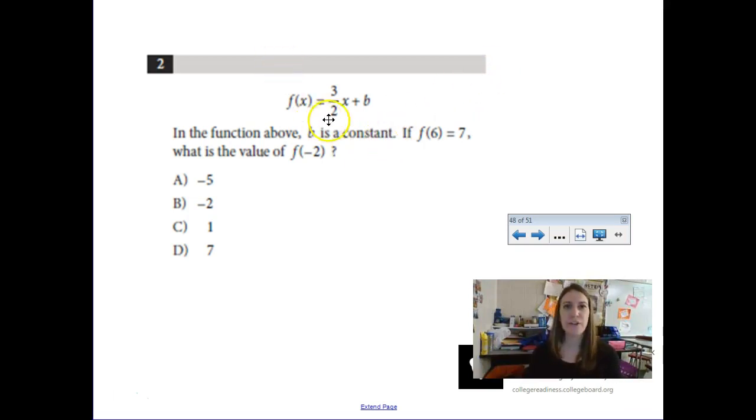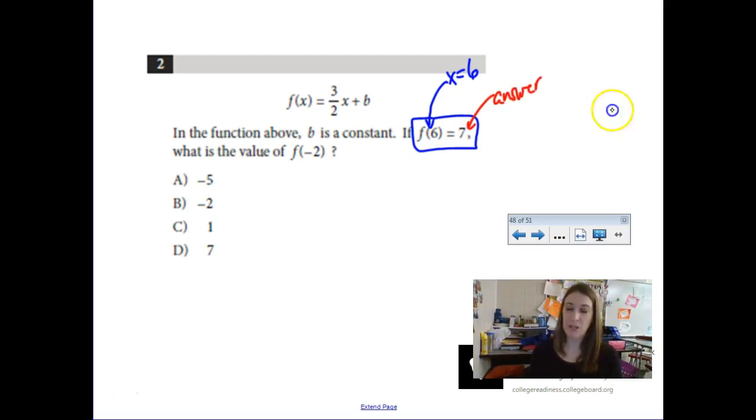So we have this linear function f of x equals 3 halves x plus b, and they give you 2 clues. So go in order of the clues. It's usually the way they want you to work. This clue says, if you were to plug in x equals 6, then you would get an answer of 7 for the function, an output of 7. So let's go ahead and do that.